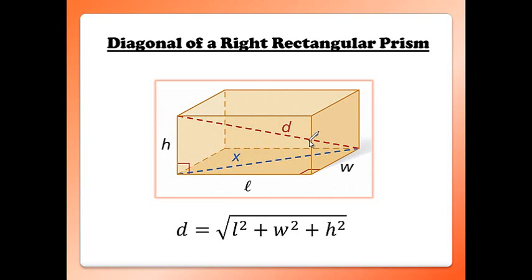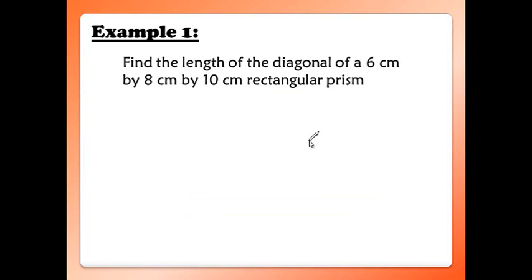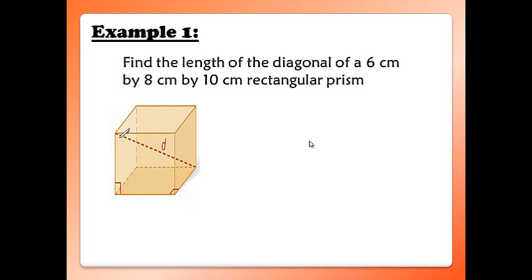So let's do a couple of examples with that. For example 1, it says find the length of the diagonal of a 6 by 8 by 10 centimeter rectangular prism. So here's the prism we can look at. We're trying to find the length of the diagonal, if the length is 6, the width is 8, and the height is 10 centimeters. So let's use our formula.